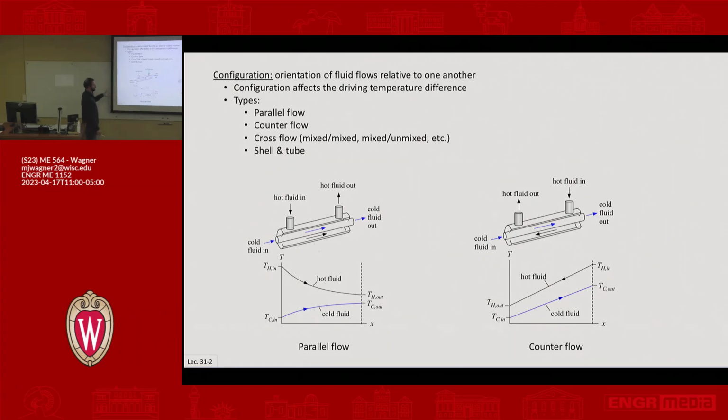So in most situations, unless there's some reason why you don't actually want all the heat to transfer or something like that, counterflow is better than parallel flow, just because it can achieve more heat transfer for the same amount of material, the same device. Okay, so there's other kinds. There's crossflow. There's shell and tube. We'll talk about those next.